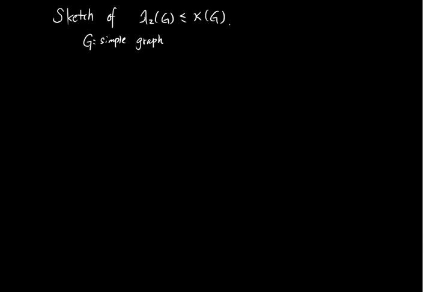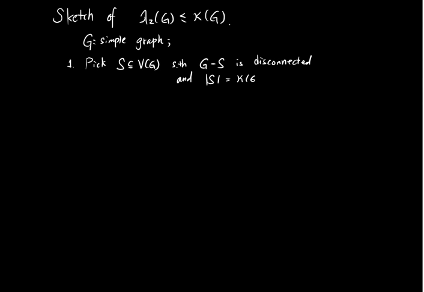In order to talk about kappa, the first step is to pick a set S that is part of the vertices, such that G taken out S is disconnected. And this S is the smallest one, which means the size is equal to kappa of G. So basically we pick the optimal set for kappa of G. And the graph will look like this.